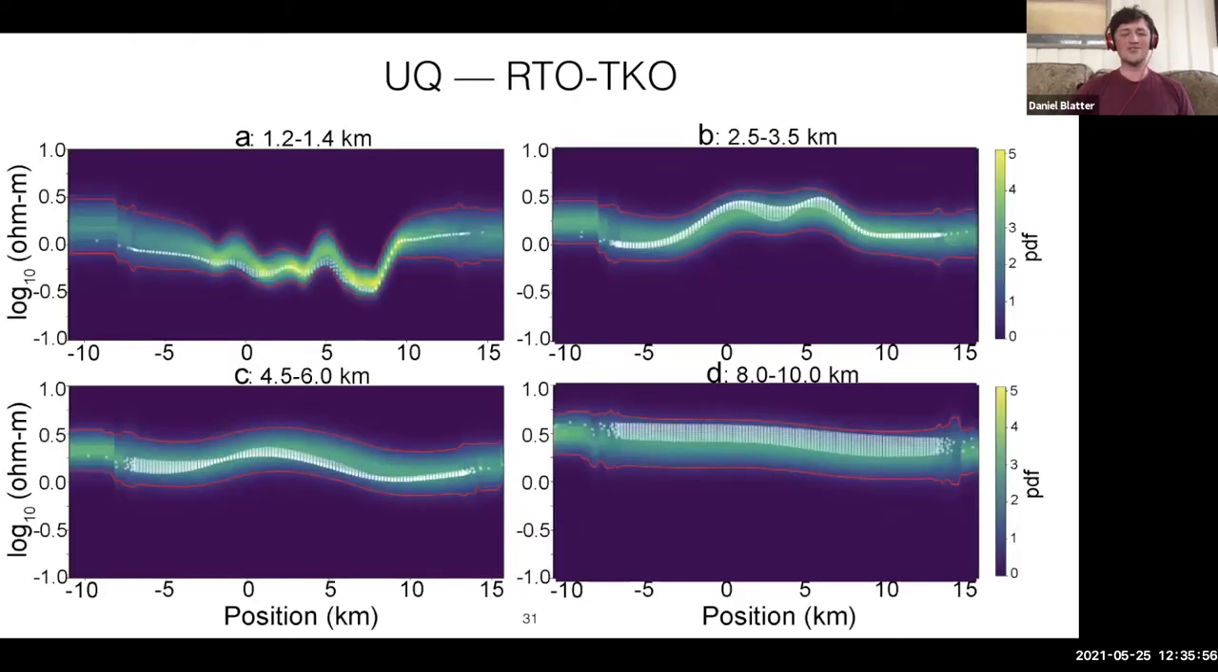Now let's look at UQ, because that's what this is all about. What you're seeing here is the marginal uncertainty for certain depth slices through the model over a depth range of 1.2 to 1.4 kilometers, 2.5 to 3.5 kilometers, et cetera. The warmer colors, again, indicate regions of higher probability. The cooler colors, lower probability. Those red lines are the 5th and 95th percentiles. And the white squares are the Occam inversion model estimates over that depth slice.